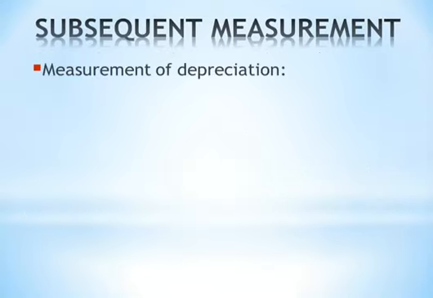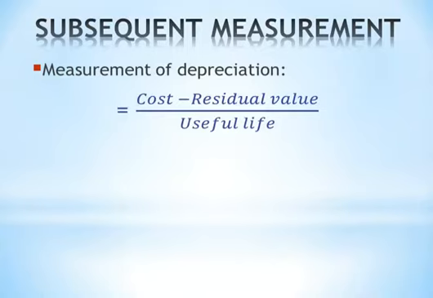Now let's dive into that one more. Measurement of depreciation under the cost model is basically done using straight line or reducing balance, mainly straight line and reducing balance. And if we're using straight line, this will be the formula. Remember this formula is cost minus the residual value, or some books also term it scrap value, over the estimated useful life. So this is the formula for straight line.